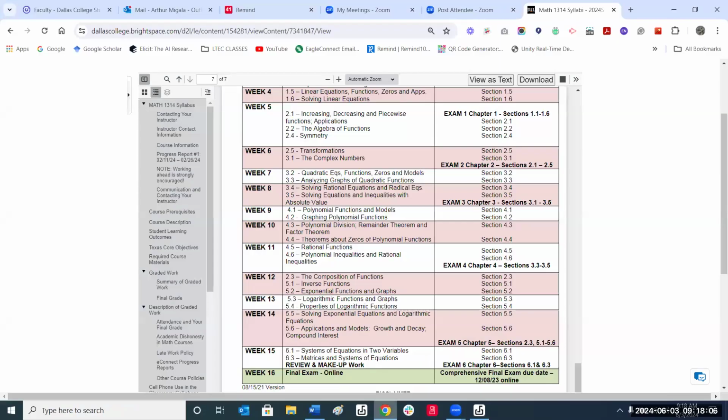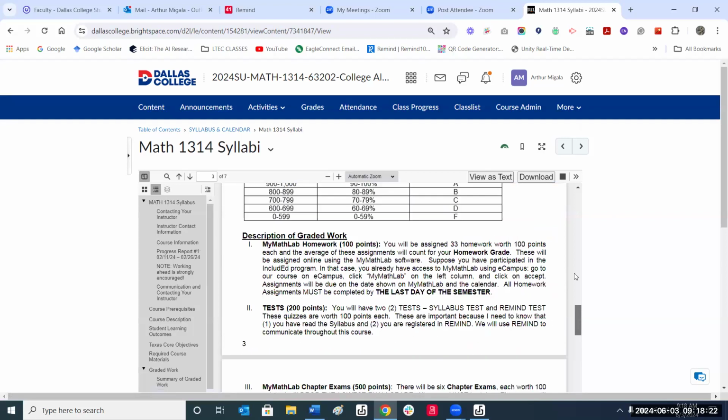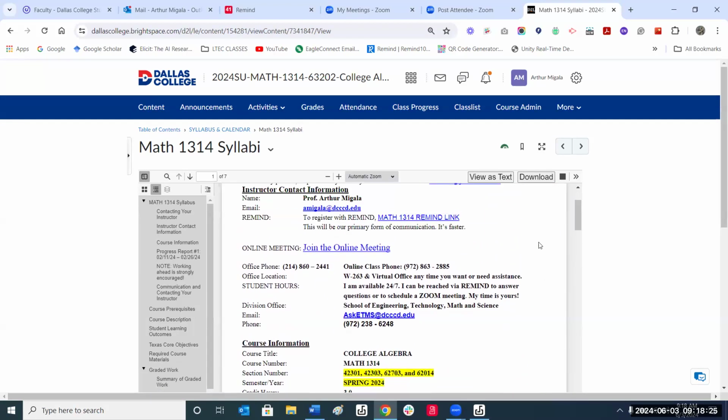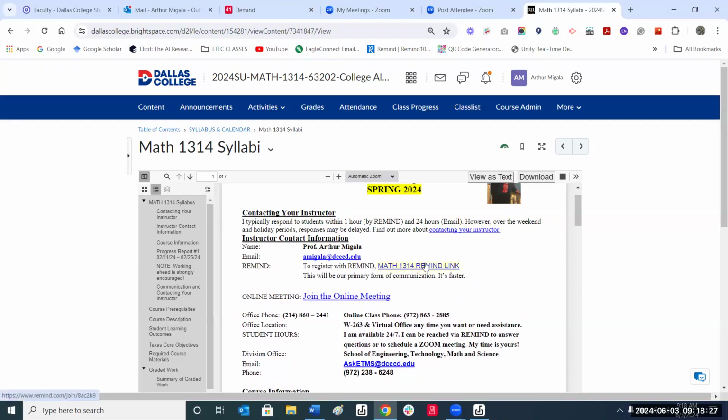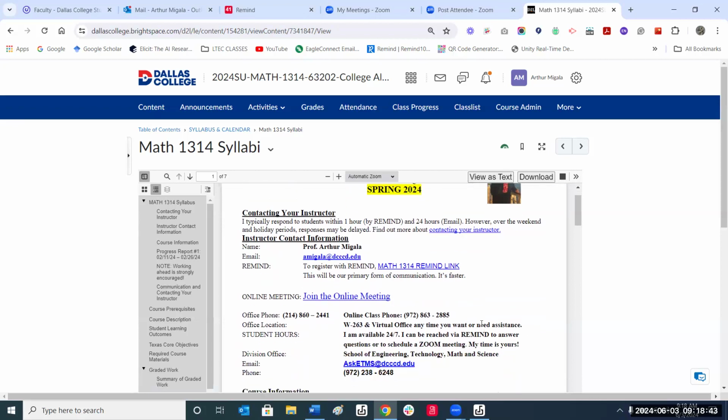Any questions so far? Yes. The Zoom link, if you look at the syllabus, let me give them. Oh, here, I'm in the syllabus. If you go to the very top of the syllabus, there's your Remind link, and then there's a Zoom meeting link. And that's the first page. And just for your viewing pleasure, I put a picture of me. So if you ever needed somebody to hate, there you go.